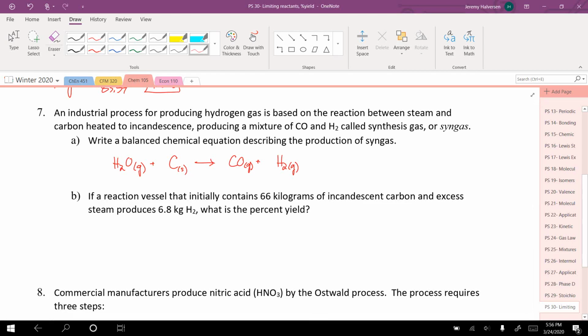If a reaction vessel that initially contains 66 kilograms of carbon and excess steam produces 6.8 kilograms of hydrogen, what's the percent yield? Again, percent yield is actual over theoretical. They tell us how much we actually make, so I have my actual, and I need my theoretical. Theoretical is based on math: how much H2 can I make with the carbon that I have. Seeing as they only give me one reactant, there's no limiting reactant issue. We know carbon is the limiting reactant because I have excess steam. So I've got to just change my carbon into hydrogen.